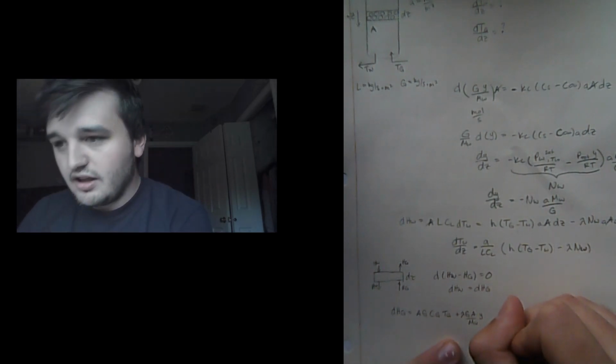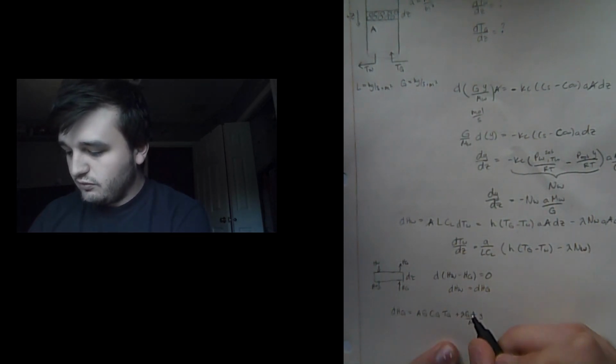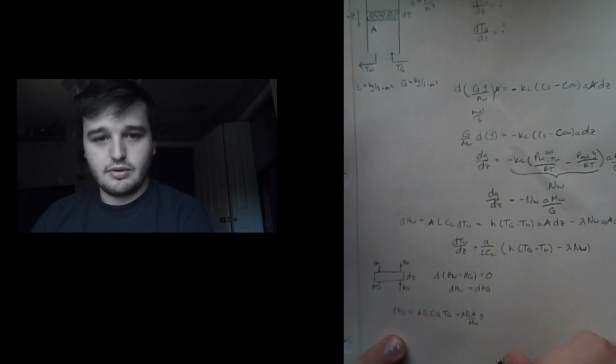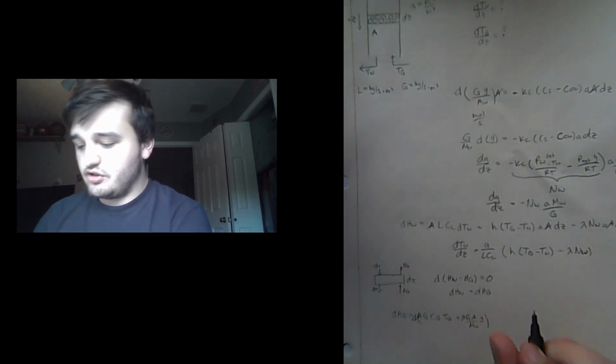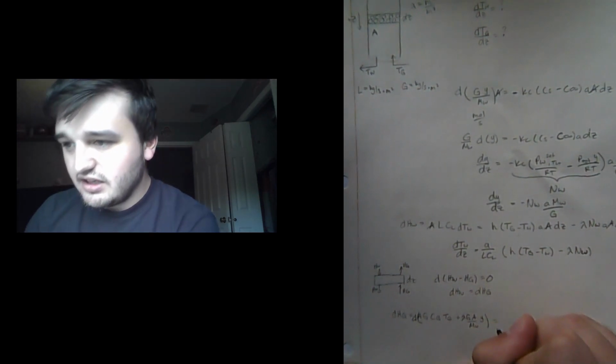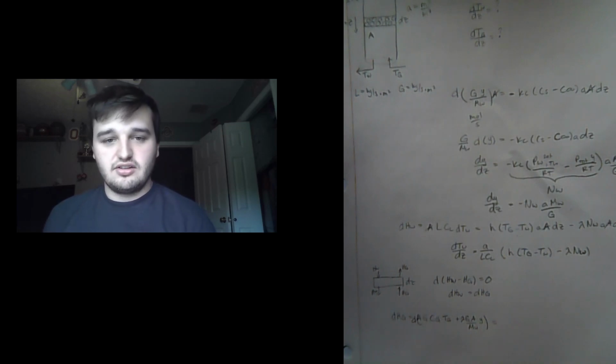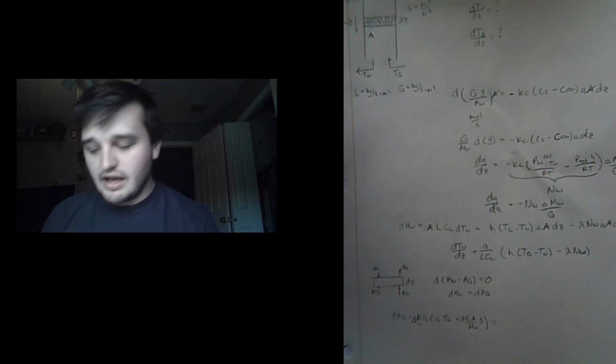Now we're looking for how that changes with respect to position, so we need to differentiate that. Then we set that equal to, and like I said, it's steady state, so we know that the enthalpy of the water going down is equal to the enthalpy of the gas going up.